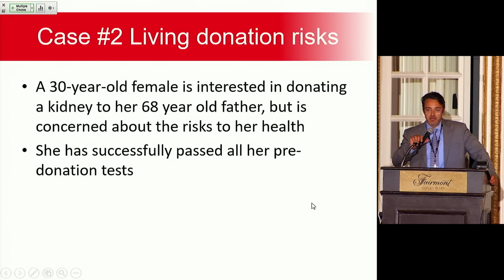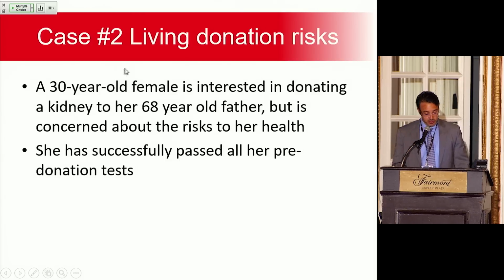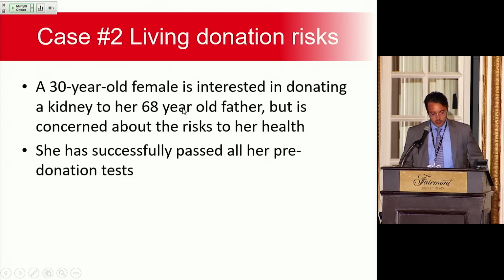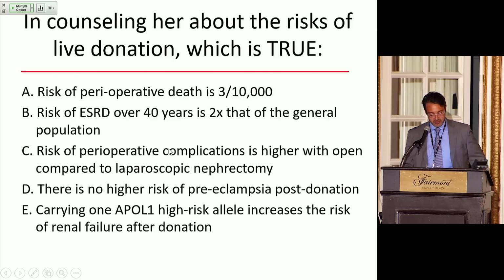From antibody-mediated rejection in this case, we'll move into living donation risks. Here I have a 30-year-old female who is interested in donating a kidney to her 68-year-old father, but is concerned about the risks to her health. She has successfully passed all her pre-donation tests. So which of the following are true arguments about kidney donation?